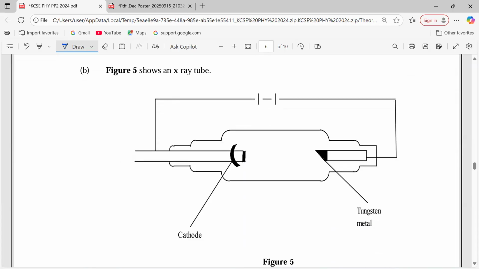Let's look at figure 5, which shows an X-ray tube.